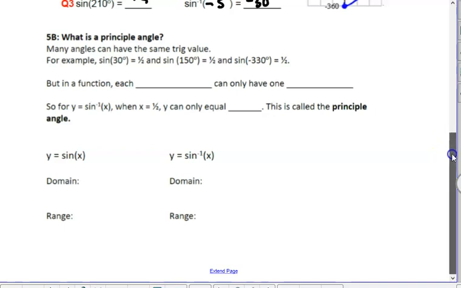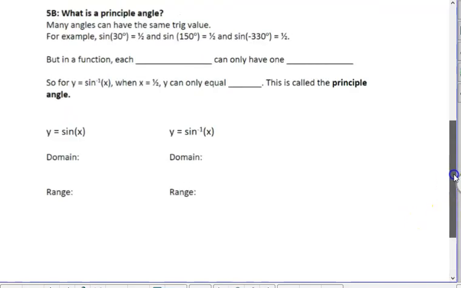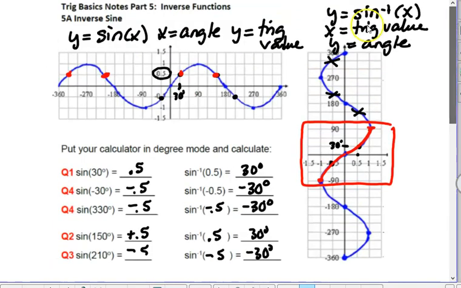So what is a principal angle exactly? Let me extend this up a little bit. Many angles can have the same trig value. So we see this in the sine function, that sine of 30 was 1/2, sine of 150 was 1/2, sine of 330 was 1/2. So lots of angles. So all these red points represent 4 angles that all have the same trig value of 1/2.